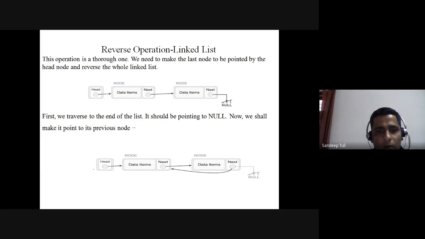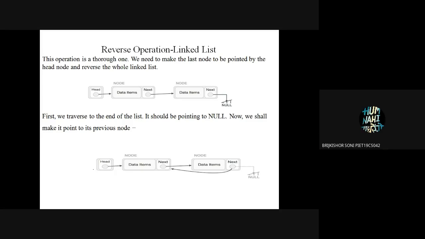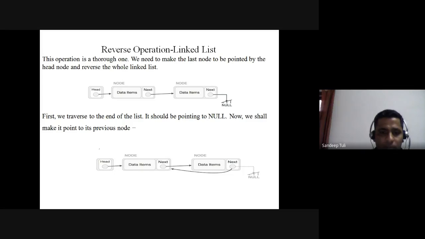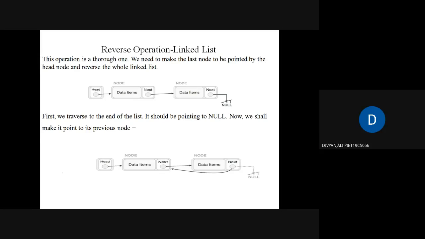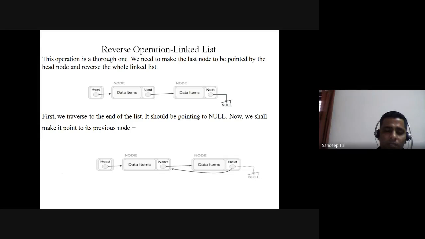So, reverse operation of the linked list. What do you mean by reverse? Going backward, accessing from the last node. Suppose we have a linked list 1, 2, 3, 4, 5. What is the output if you are asked to print the reverse of your linked list? 5, 4, 3, 2, 1. Yes, so we need to reverse the linked list.